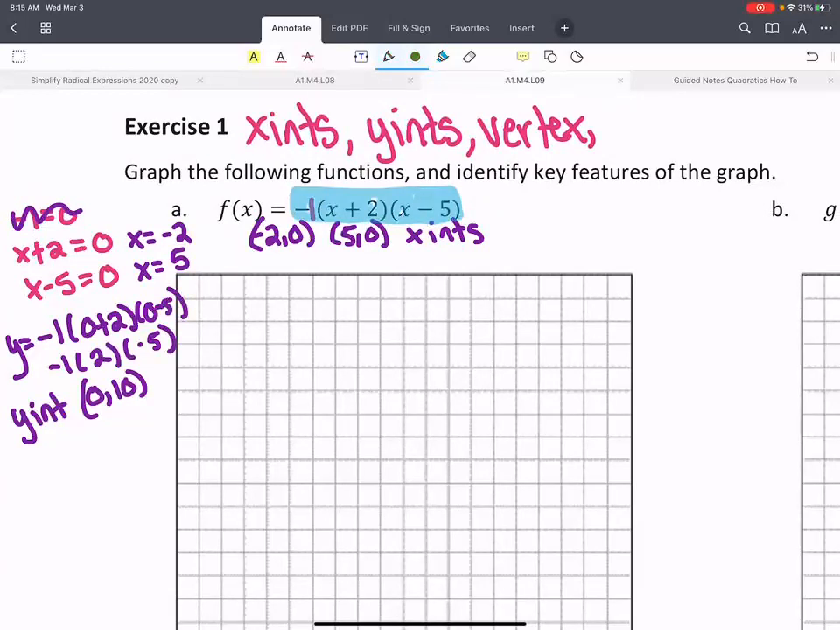I did -1 times 2, which is -2. I'm multiplying left to right. -1 times 2 is -2. -2 times -5 is +10. Okay. You can multiply in another order. 2 times -5 is -10, times -1 is +10. I mean, it doesn't matter what order you multiply in. You're still going to get a +10.